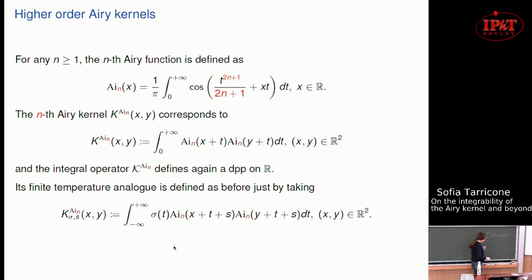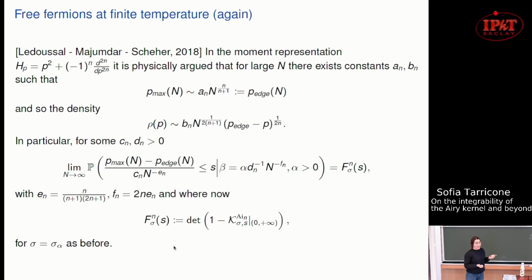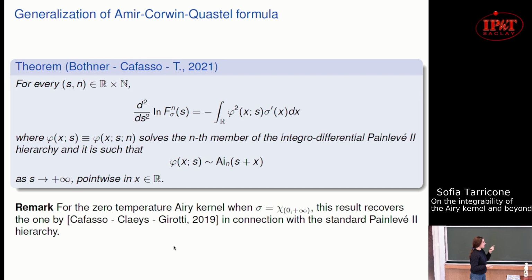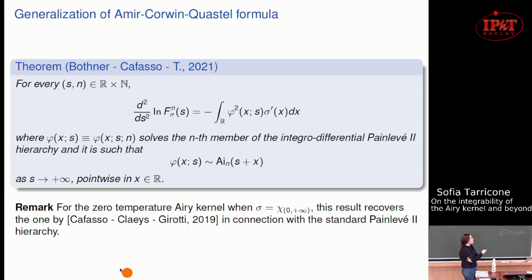This motivated us to study this higher order finite temperature Airy kernel in this specific setting, and this is what we proved with Thomas Bothner and Mattia Cafasso. So again, a generalization of the Tracy-Widom formula. But now you will see the dependence on little n also in the classical integrable system, in the sense that, again, you can characterize the logarithm of the Fredholm determinant, its second derivative, in terms of one unique function varphi. But now this varphi depends on n. And in which way? Well, it is in the following way.